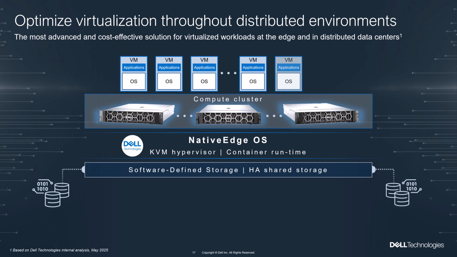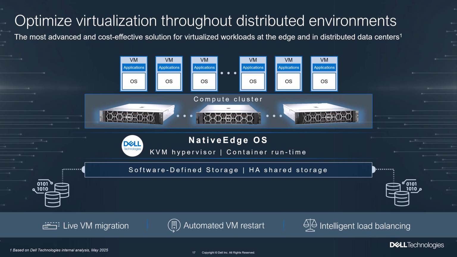We see support for virtualization represented along the top of the image with a series of virtual machines. Examples of virtualization features include live VM migration for non-disruptive workload management, automated VM restart capabilities to ensure high availability and minimal downtime, and automated intelligent load balancing, which distributes workloads in a way that optimizes performance, resource allocation, and overall reliability.